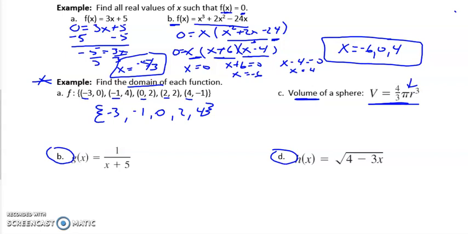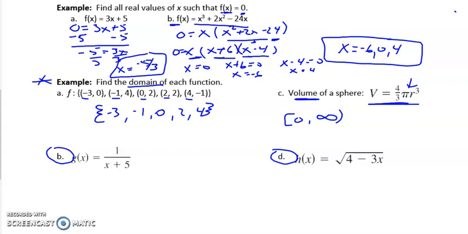But negative numbers don't really work. That doesn't make sense for volume of a sphere. So I'm going to say that it can be 0, and it goes all the way to infinity. So it's basically talking about 0 or positive numbers. Okay, so the domain would be 0 to infinity.